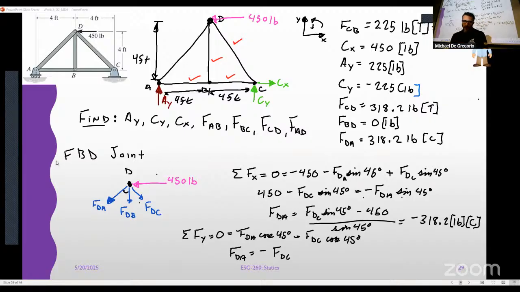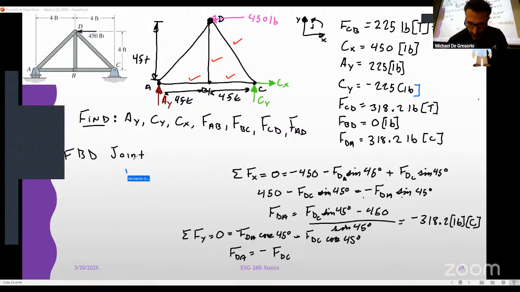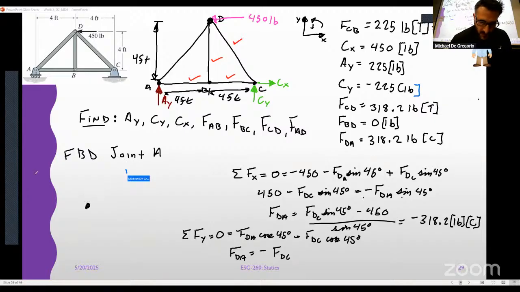So if you were going to draw an FBD for A, it's a good question. We'll talk about it right now. If you're going to draw the FBD for point A, you would have this force here, right? But we found that this guy was in compression. So now it looks like this. We have a tension and a compression, right? And then you do your analysis of point A with this directionality.